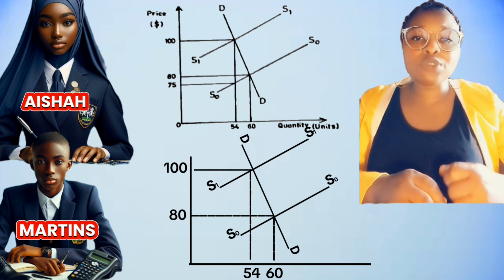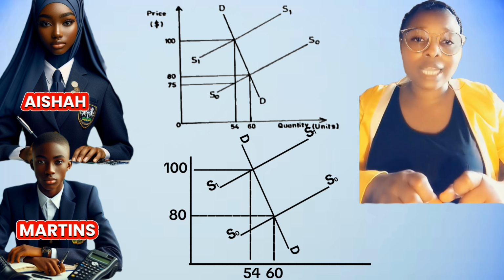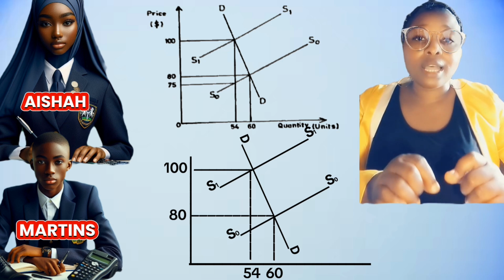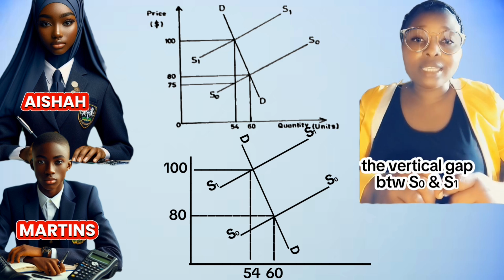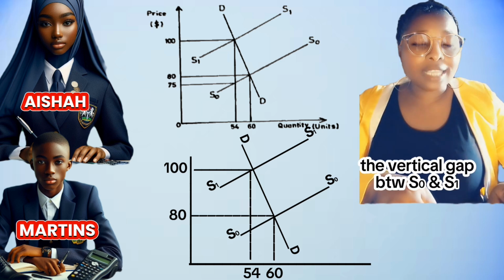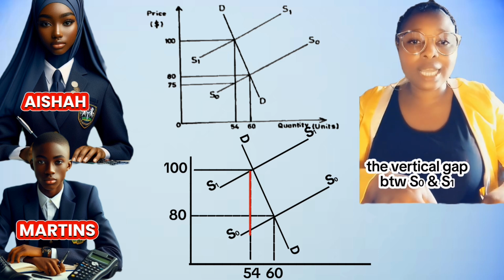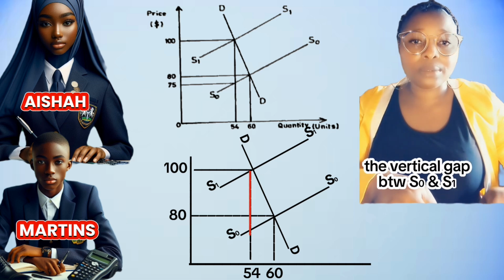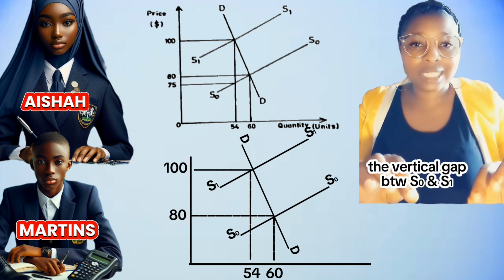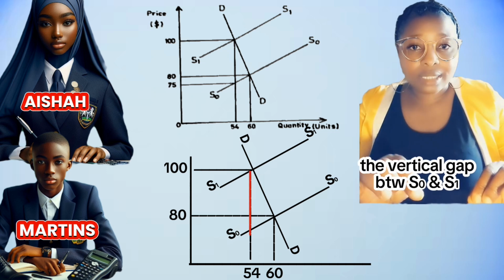Step 3 is for you to know the actual amount that is taxed in dollars. The actual amount that is taxed is the gap between the S0 and S1. You see the gap? That's the one I'm indicating now. You see the gap? The difference between the two figures is the tax. That is it. Know the tax.